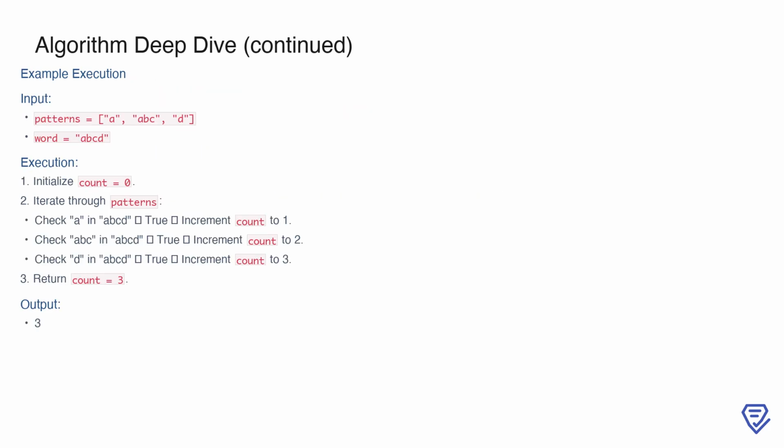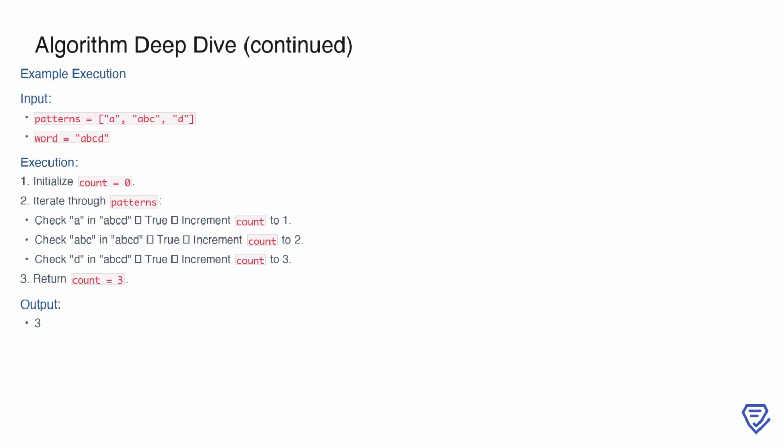Let's walk through an example to see the algorithm in action. Suppose the input consists of patterns equals A, ABC, D, and word equals ABCD. We start by initializing the count variable to 0. Then, we iterate through the patterns array. First, we check if A is a substring of ABCD. This is true, so we increment count to 1.